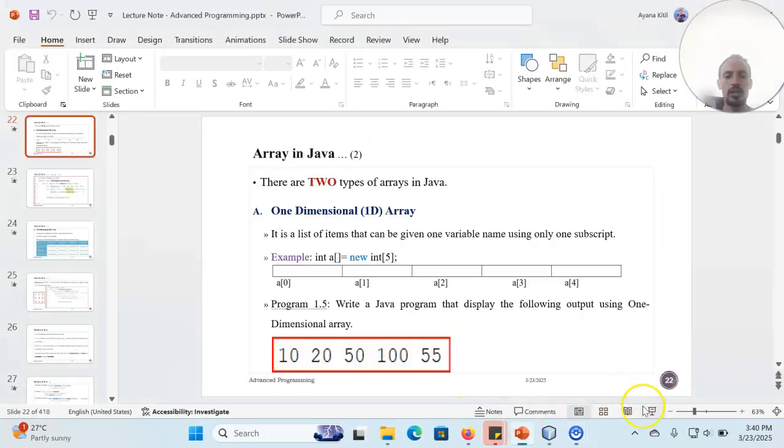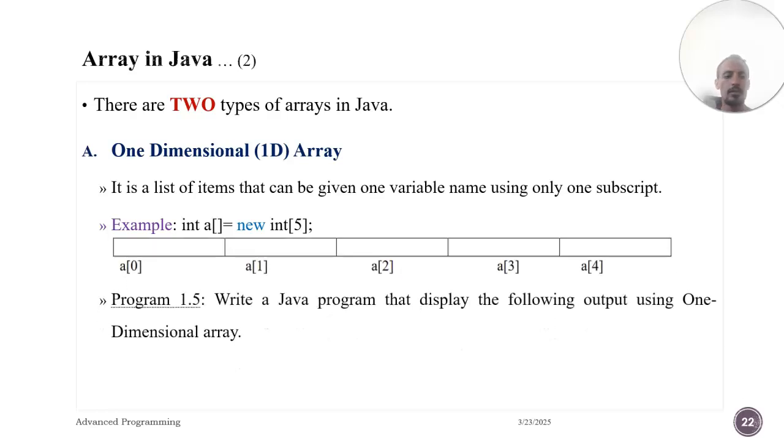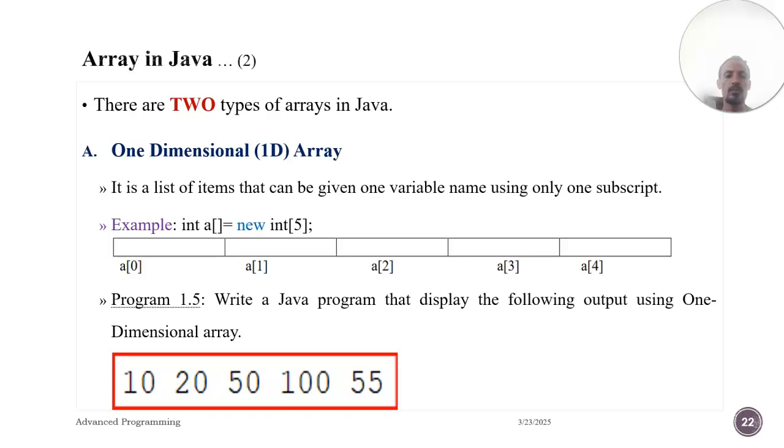Hello. Today we're going to see a Java program that can be written with an array. So we'll start from the one-dimensional array here, program 1.5. Write a Java program that displays the following output using a one-dimensional array. We are going to write an output that can be displayed using a Java program. Here is the output that is given with a size of 1, 2, 3, 4, 5.